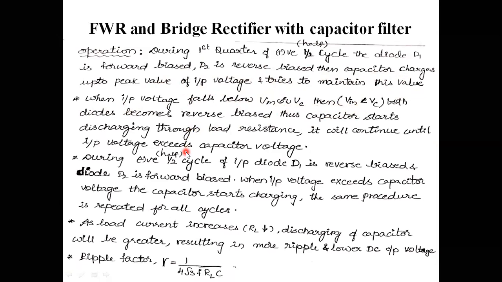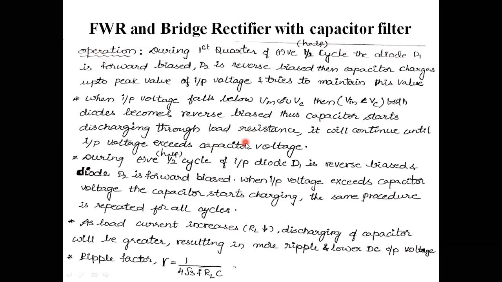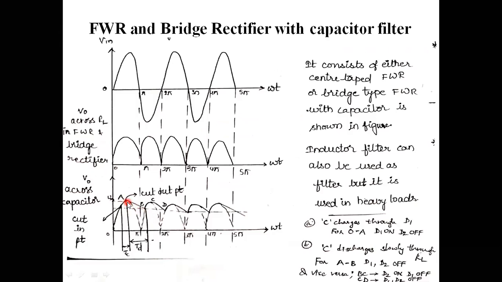Up to this point diode D1 is in on condition. Beyond this point both the diodes are in off condition, that is the point given here. Thus the capacitor starts discharging through the load resistance RL. From A to B, discharging of the capacitor takes place.